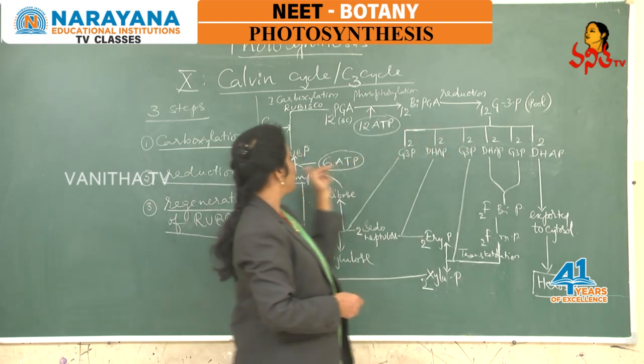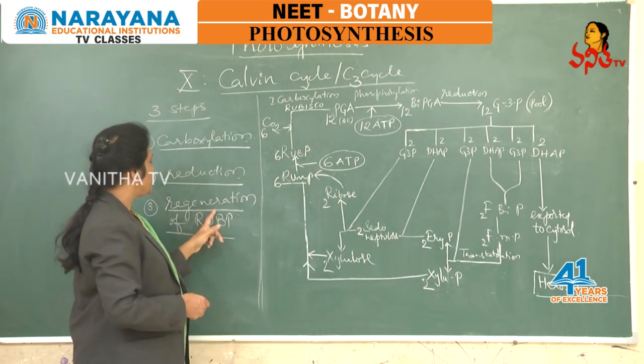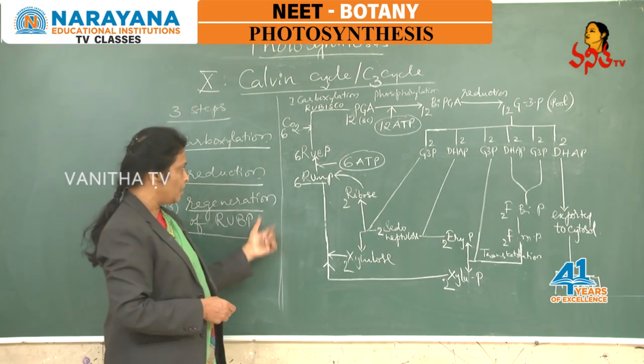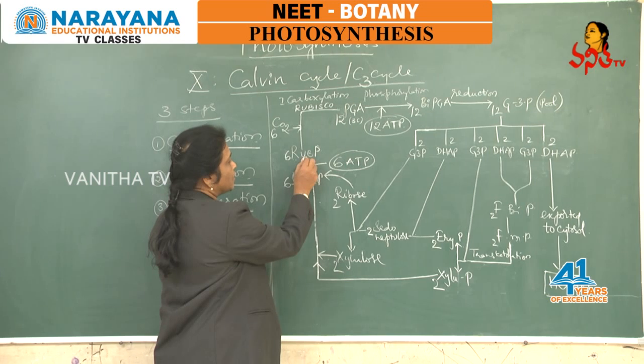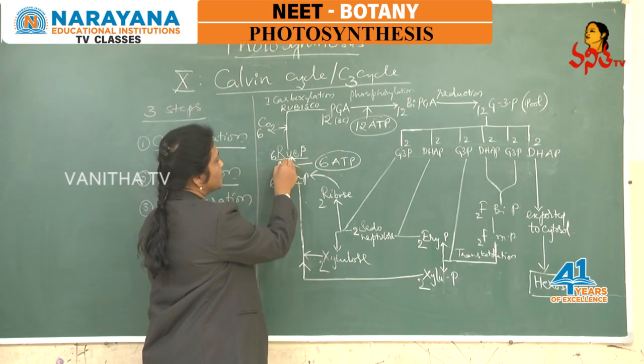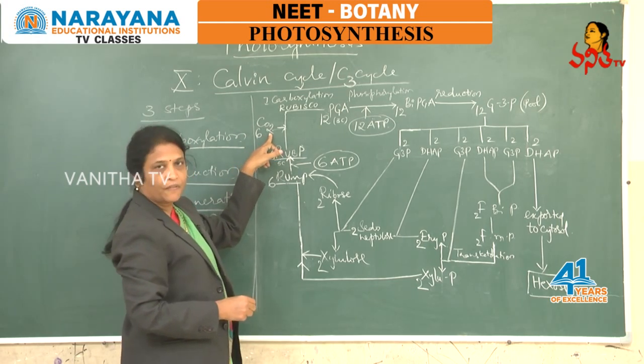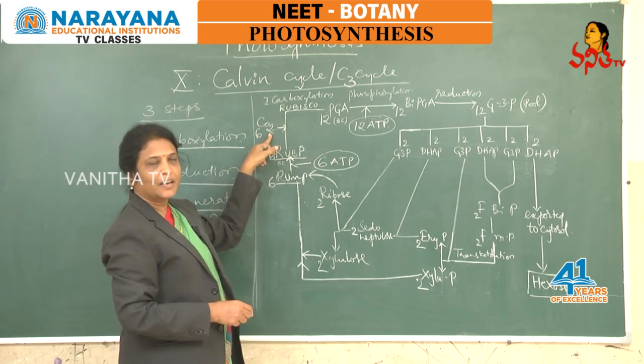So, that is the reduction phase. And then the third step is regeneration. I mentioned that it is regeneration of RuBP, and here RuBP, that is ribulose bisphosphate, is a 5-carbon compound and that is the acceptor of carbon dioxide in the Calvin cycle reaction.